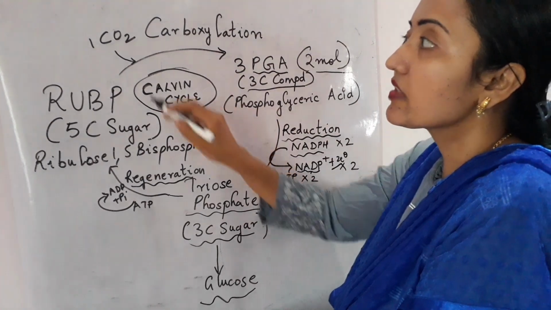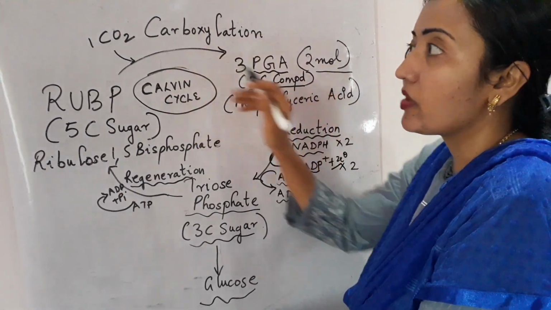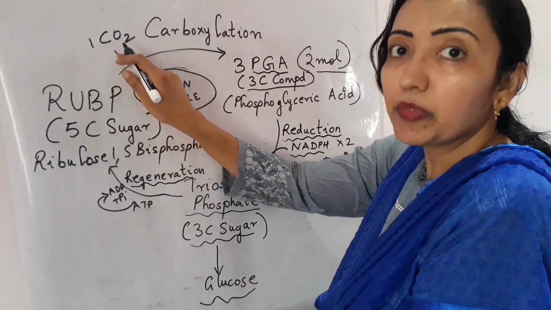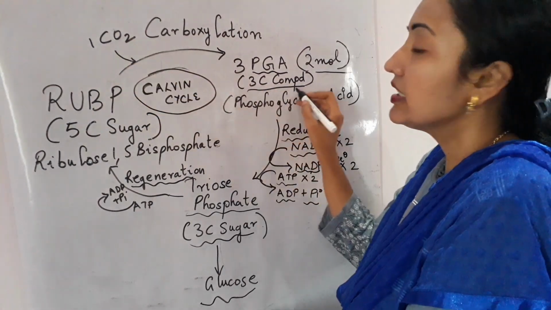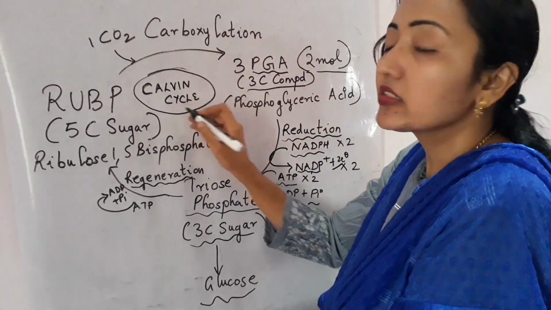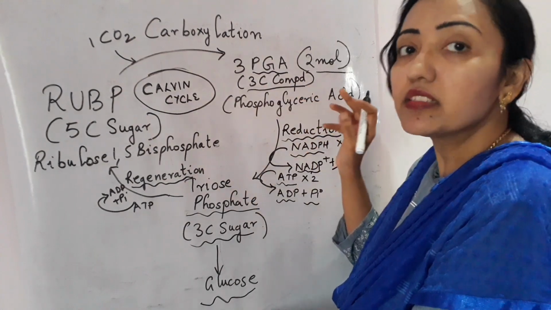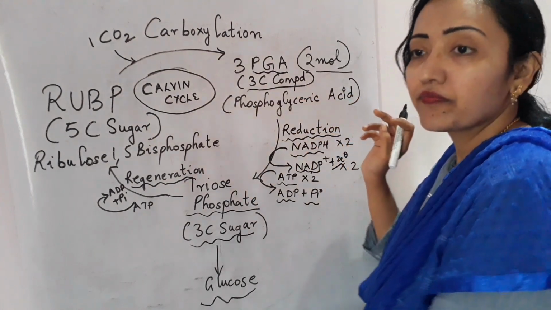It is called the C3 cycle because the first product is a 3-carbon compound. When RUBP combines with carbon dioxide, the first product is a 3-carbon compound. So it is known as the C3 cycle, and it is found in C3 plants.